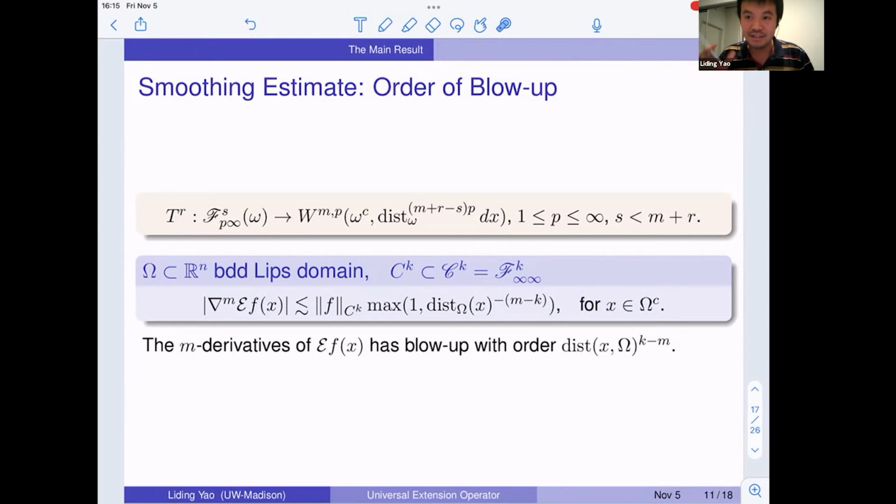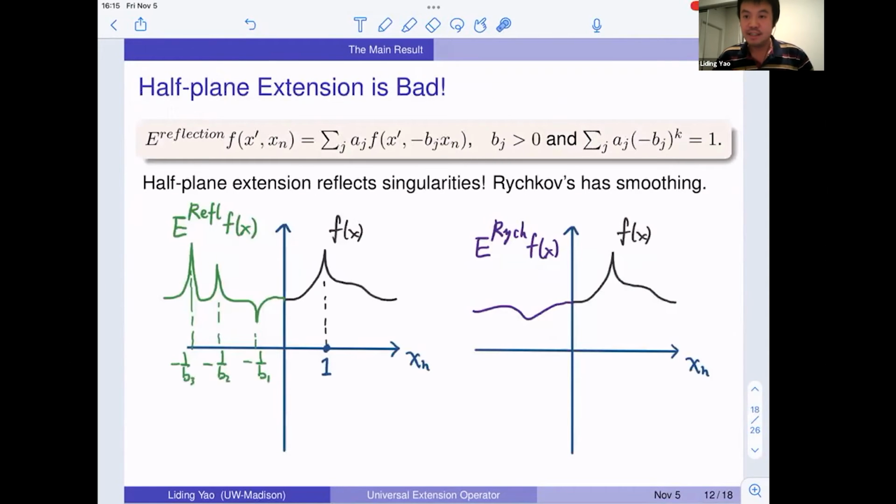Okay, so this one is kind of like just the result for Whitney extensions. And then, yeah, let me just advertise again for how good the Rychkov extension operator is. Even if we consider a half-plane domain, we might see the half-plane extension is not a good extension, because if we have a function that has a singularity in the domain, then using half-plane extension, the singularity just reflects outside the domain. So we have just tons of copies of this kind of singularity, it just bounces off the domain. Well, if we consider Rychkov's one, it would just be a smooth function. Okay. Yeah, and that's just a side remark for this kind of smoothing estimate.